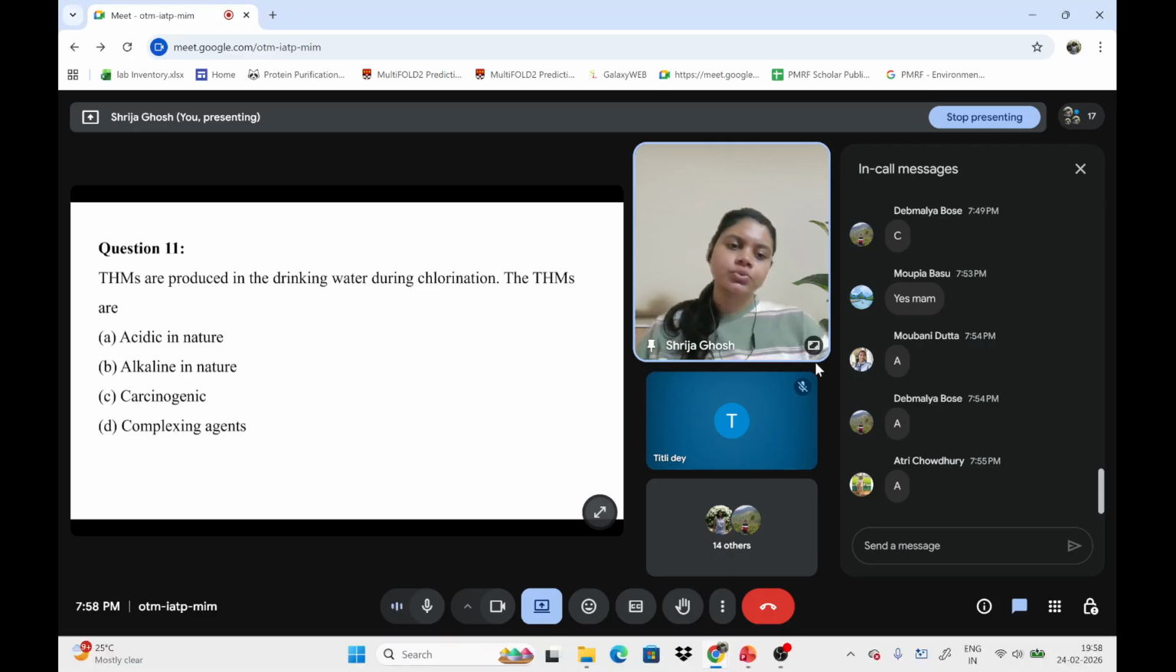Moving to the next question, question number 11. THMs are produced in the drinking water during chlorination. The THMs are option A, acidic in nature. Option B, alkaline in nature. Option C, carcinogenic. And option D, complexing agents.